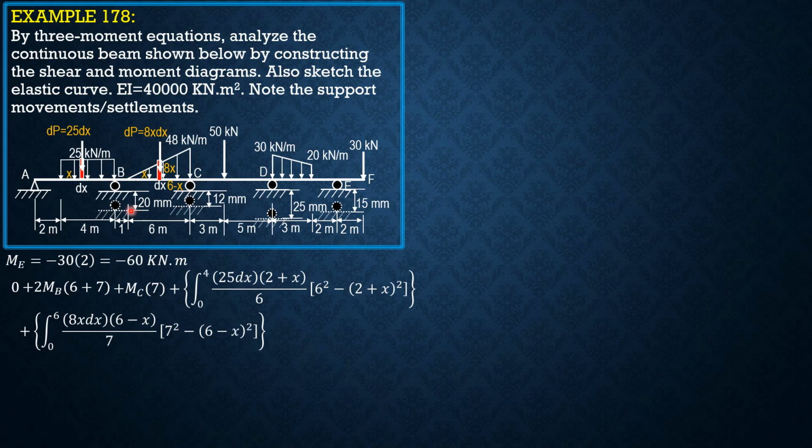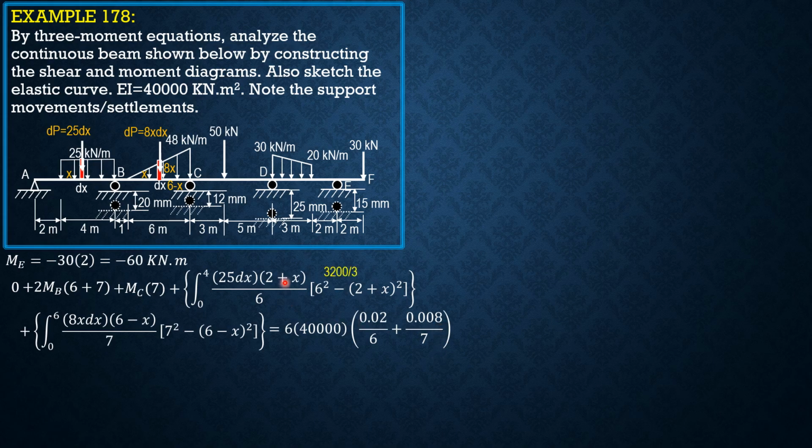Then equals reference horizontal line through B. So A is above this horizontal line by 20 mm or 0.02 meter over L6. C is also above the horizontal line through B by 20 minus 12 or 8 mm, 0.008 over 7. So equals 6 times 40,000, quantity 0.02 over 6 plus 0.008 over 7.